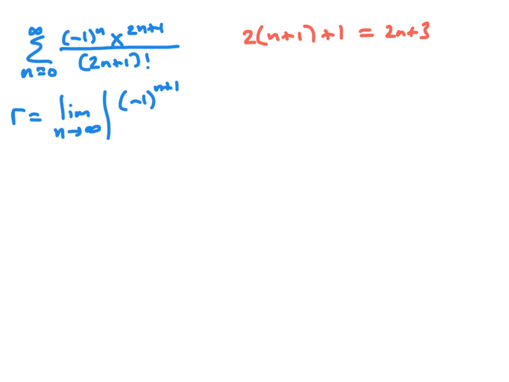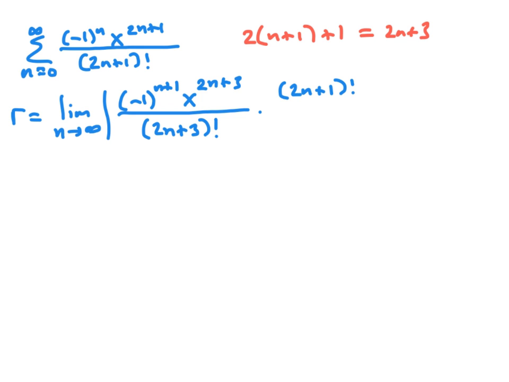And so our n plus first term here would involve the term x to the 2n plus 3. And this will be over 2n plus 3 factorial. We then multiply by the reciprocal of our nth term. So we're going to multiply by 2n plus 1 factorial over negative 1 to the n, x to the 2n plus 1. And this is our limit that we need to compute.